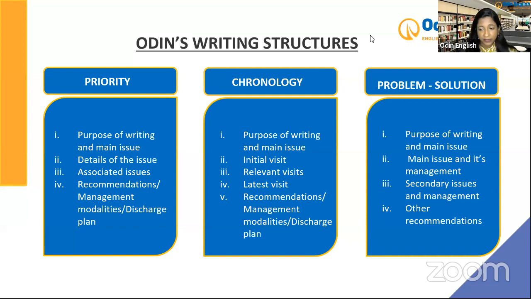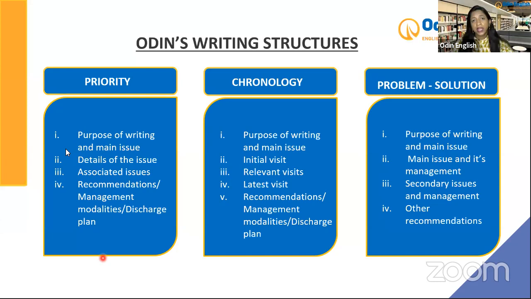Here it is. My first paragraph will be about the purpose of the letter and the main issue. The second paragraph will be the details of the main issue. The third paragraph will be any other associated issue the patient may have. And the last paragraph will be about the recommendations or the management plans of the patient. If it is priority based, you can also call it a thematic kind of structure. So the introductory paragraph will be about the purpose of the letter as well as the main issue. In the second paragraph, I'll write about all the details of the main issue. The next paragraph will be any associated issues. And in the last paragraph, I might write about the discharge plan.